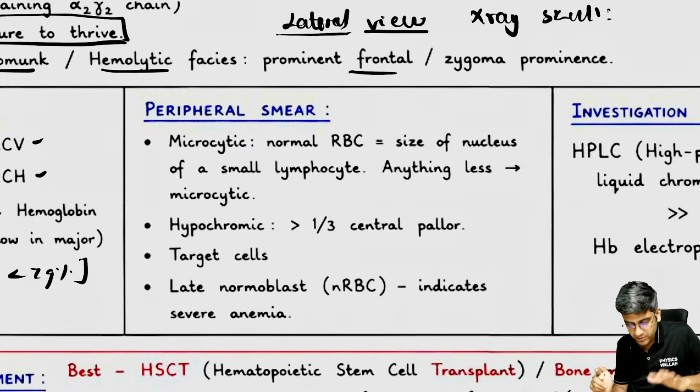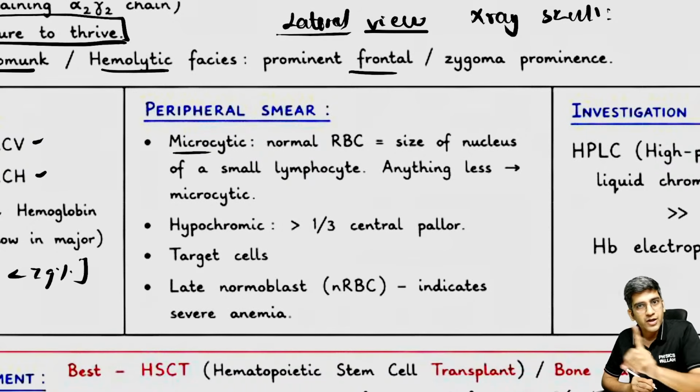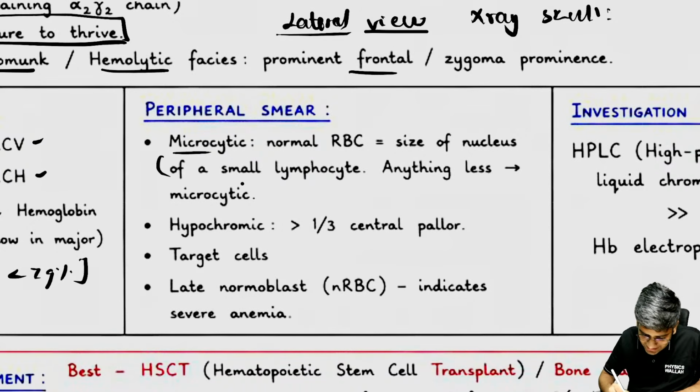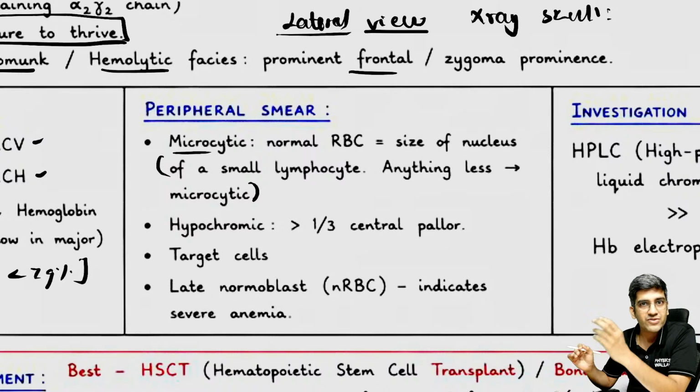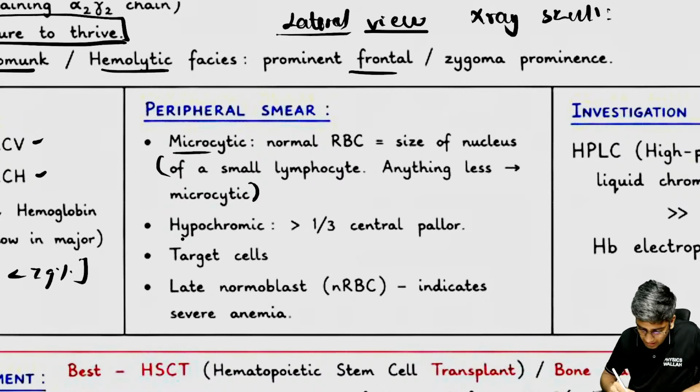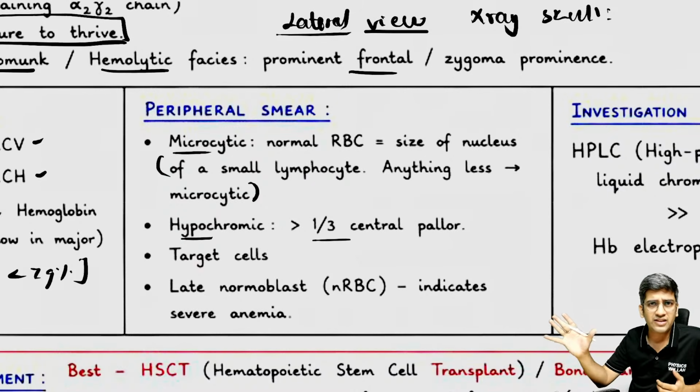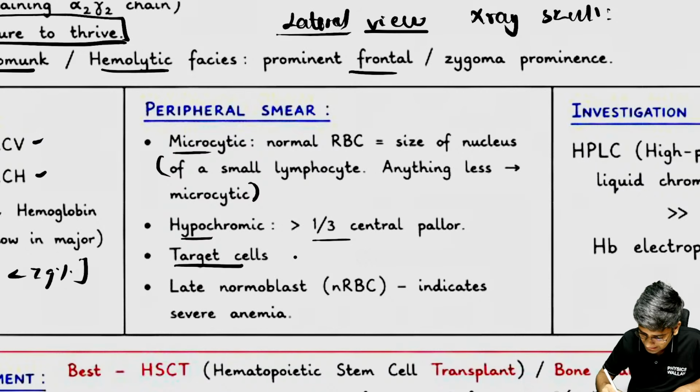right? Peripheral smear, you'll have microcytic RBCs. Please don't write this in an exam, but it's important. If it's a viva, how is it microcytic? Smaller than the nucleus of a small lymphocyte. Hypochromic, how is it hypochromic? More than 1/3 central pallor. If you want, write it, but not required here, right? Target cells are diagnostic.